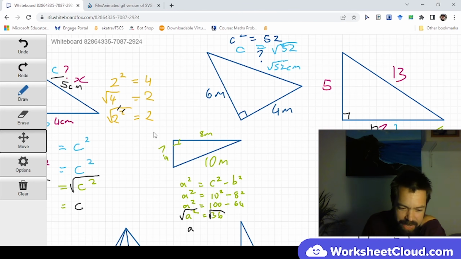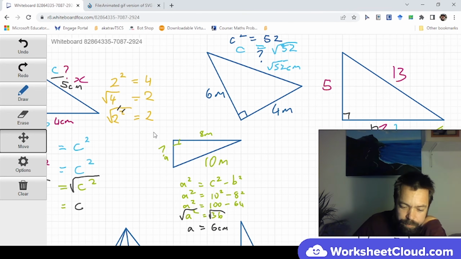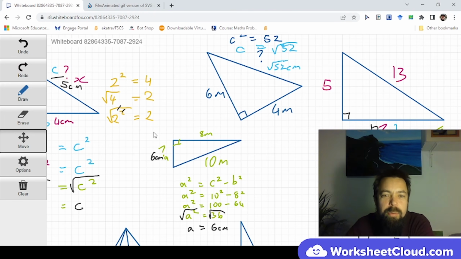All right, so we've got a on this side and the root of 36. What multiplied by itself gives us 36 is 6. So our answer for the length of that side is 6 centimeters. It is a Pythagorean triple. It is a double of 3, 4, 5. It's 6, 8, and 10. All right.